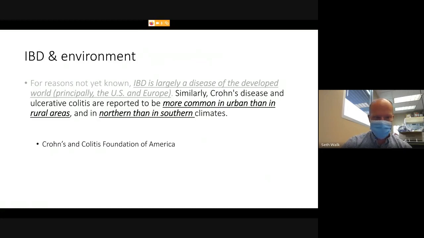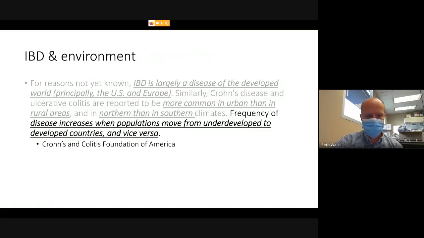IBD you see more in developed countries than in underdeveloped countries. Similarly, Crohn's disease and ulcerative colitis are reported to be more common in urban than in rural areas, and in northern than in southern climates. So here's another very peculiar observation: urban settings, where the hospital might be right around the corner and there's a lot of emphasis on sanitation and cleanliness, why they might have a higher rate of disease is kind of curious.